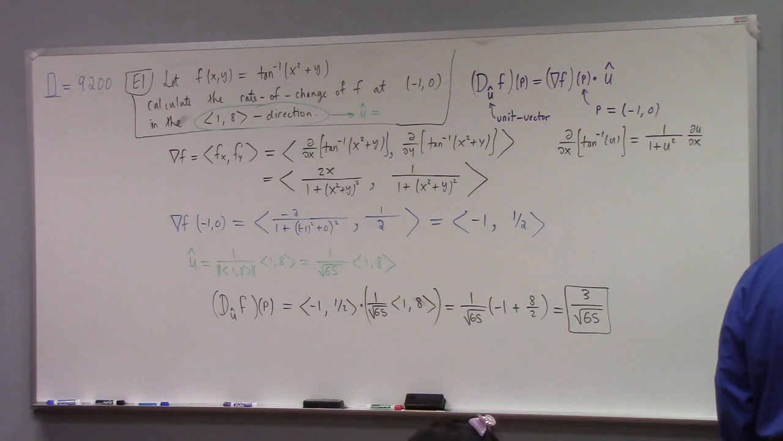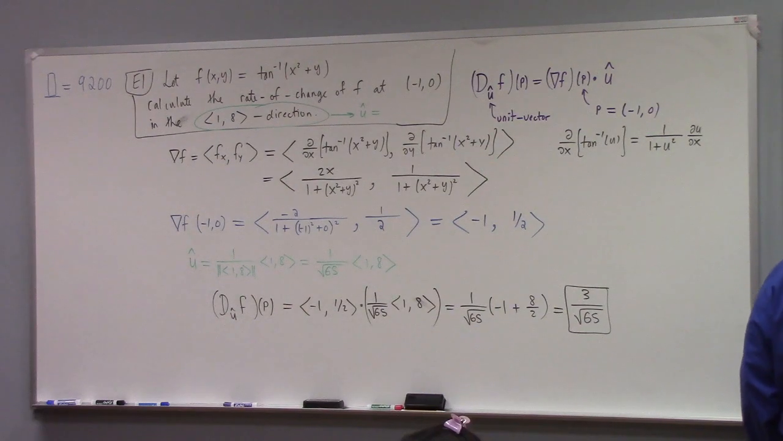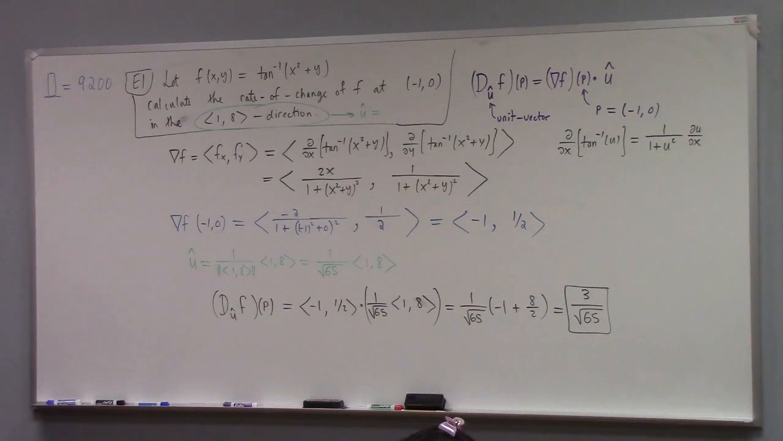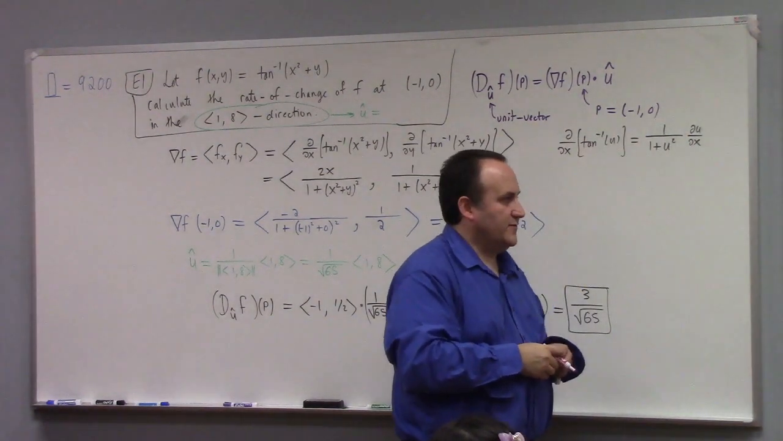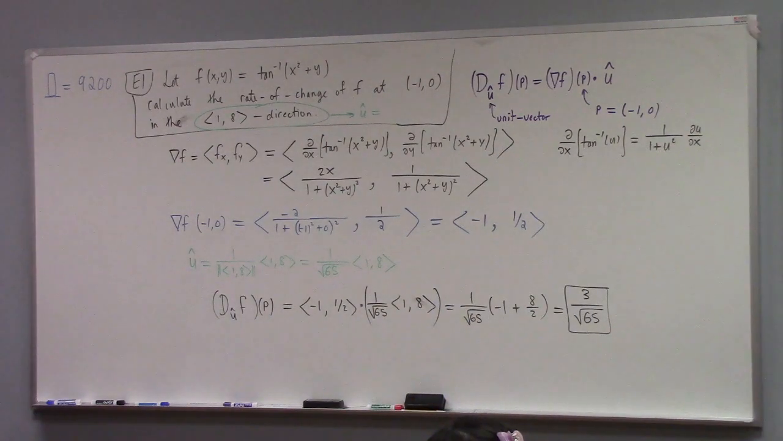The directional derivative in the u hat direction of f at the point minus 1, 0, by our previous calculation, is precisely (minus 1, 1/2) dot (a, b), right? So what's the formula for arbitrary (a, b)? You've got minus a plus b over 2.